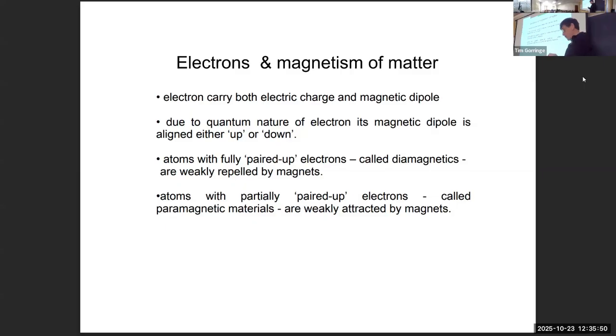The other type of material, paramagnetic materials, are materials that don't have every electron paired up. There are lone electrons, for example, and those are weakly attracted by magnets. And I am going to be talking about those materials. So that's just a very broad background on magnetism and matter, these two categories, diamagnetic and paramagnetic materials. As a practical matter, they either experience mild repulsion from magnetic fields or mild attraction to magnets.